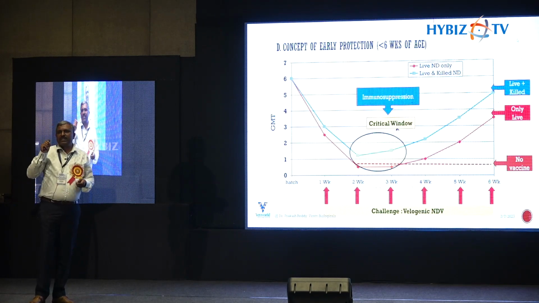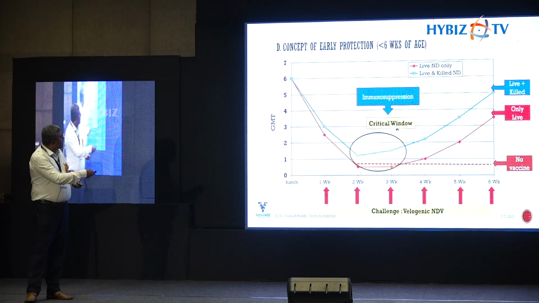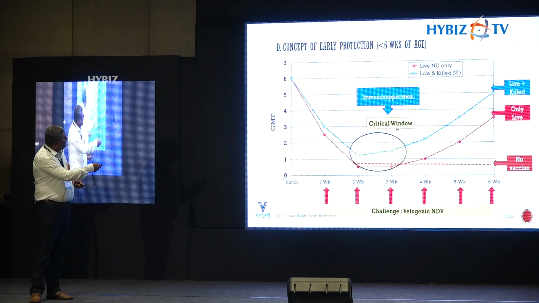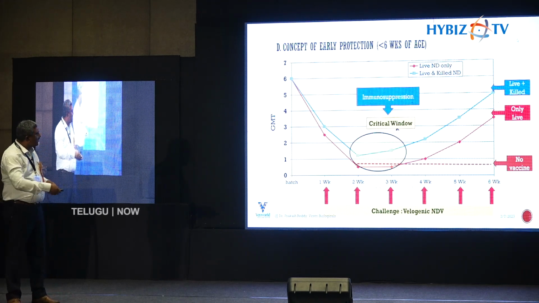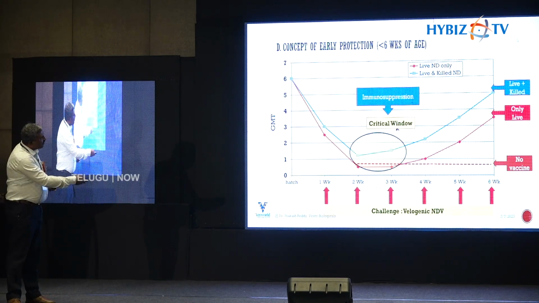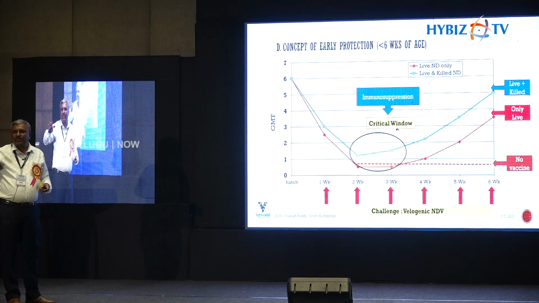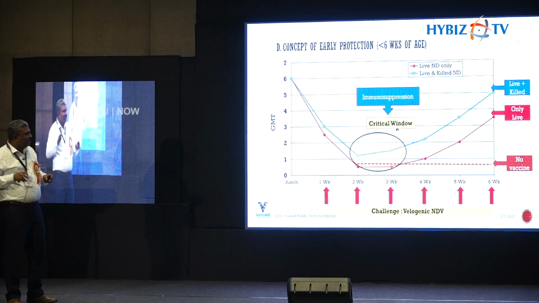Coming to the broilers, what will be the concept? Okay? You can see here, you will have good maternal antibodies. They start waning off by 2 to 3 weeks and come to the bottom. If there is no vaccine done, you can see the titers will go down and stay low. That situation should not come.